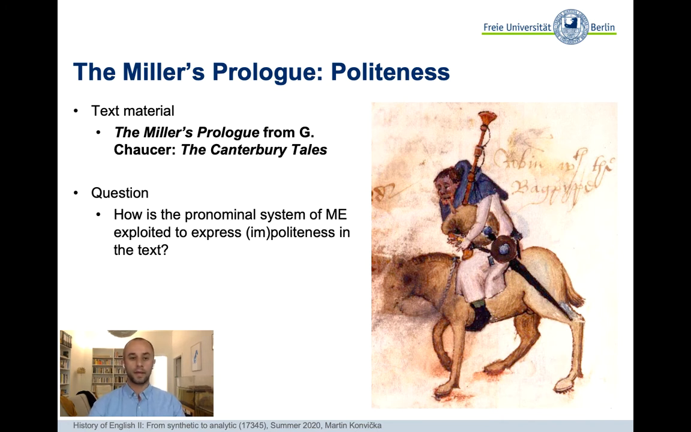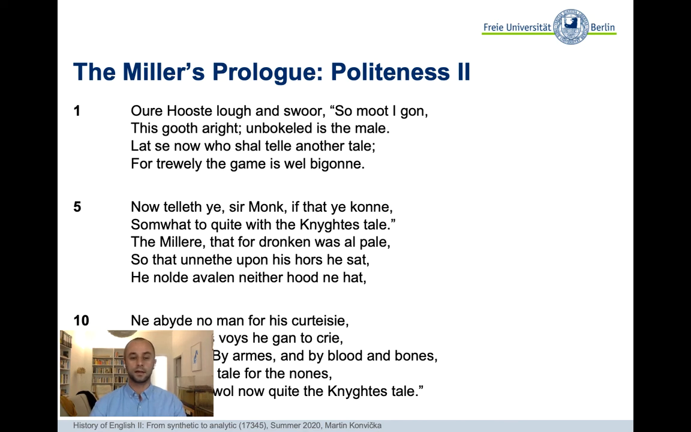We're going to do that based on another part of Geoffrey Chaucer's The Canterbury Tales, in particular the Miller's Prologue, so the beginning of the Miller's story, the Miller's Tale, and we are going to focus on what pronouns the different persons in this text use and why. Right, so this is the text. I'm not going to read out the whole text. You will find the text as a handout on Blackboard later on. So if you want, read the whole story.